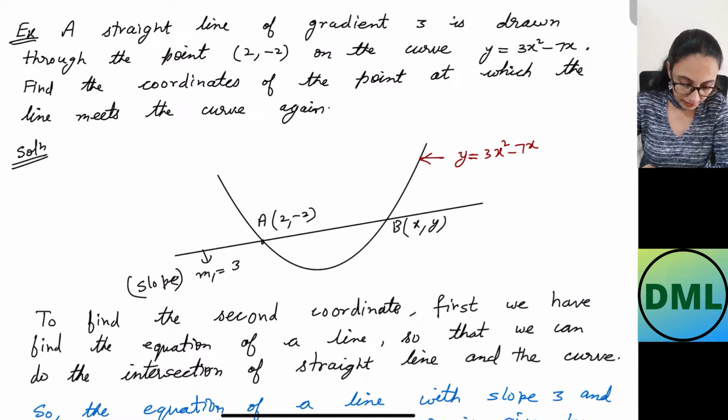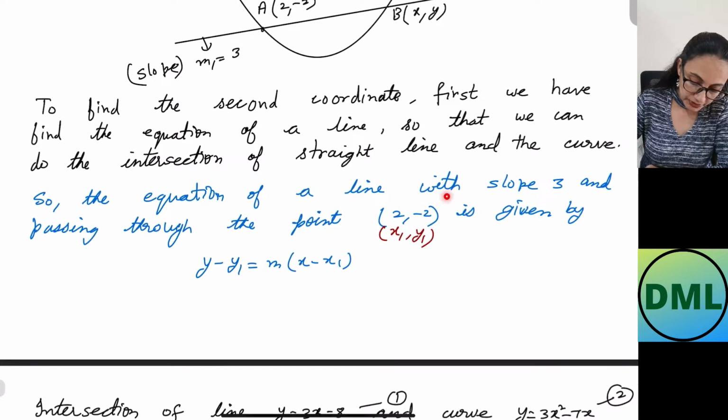As you can see, I have drawn the curve here, y is equal to 3x squared minus 7x, and this is the straight line which has slope m is 3 and the point A is (2, -2). So I need to find the second point where it will cut the curve again. That is the point B (x, y), which I have to figure out. Now to find the second coordinate, first we have to find the equation of the line. Then we can do the intersection of the straight line and the curve.